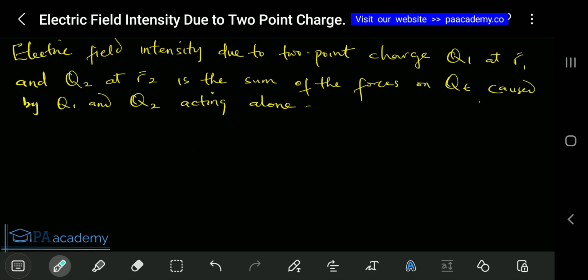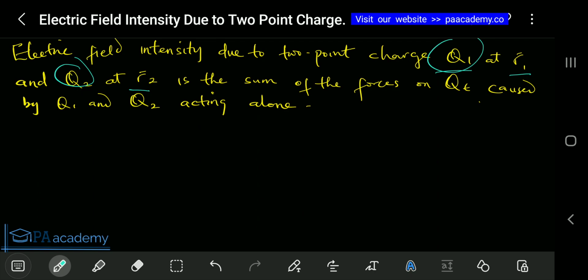All right, so now let's look at what we have here. It says electric field intensity due to two point charges. Let's say this is the first charge Q1 at R1, and Q2 at R2, is the sum of the forces on QT caused by Q1 and Q2 acting alone. So what this is saying is that if you are to look for the electric field intensity due to two point charges, it's just the sum of the forces that are acting on that particular point by the independent charges.